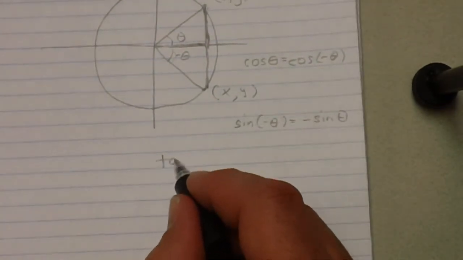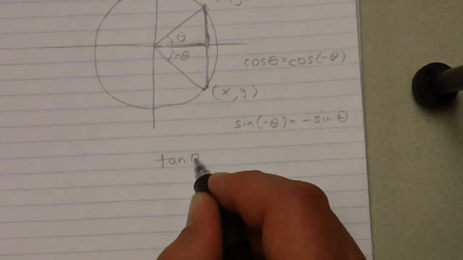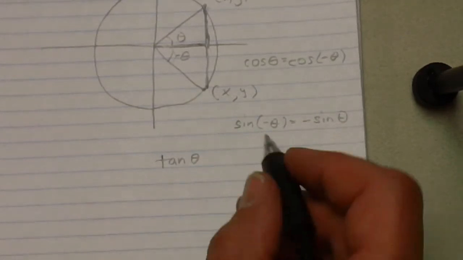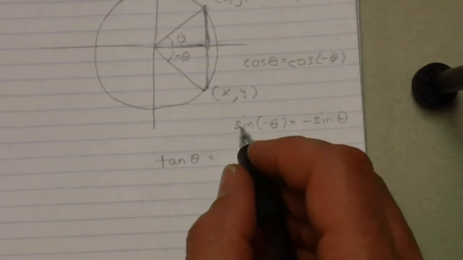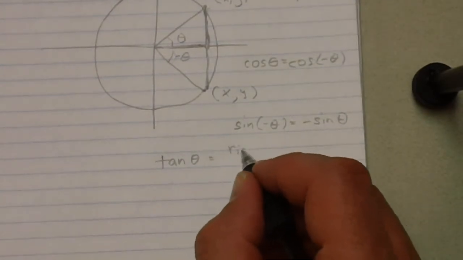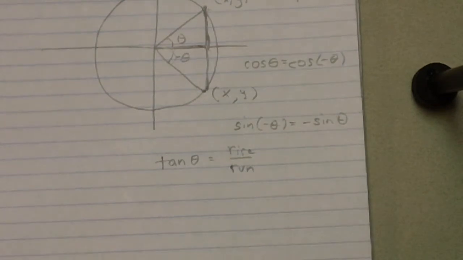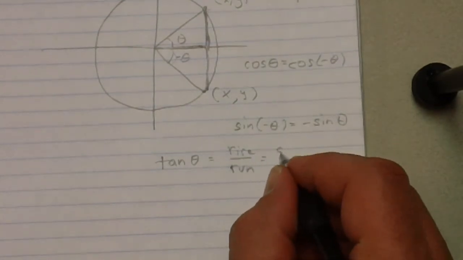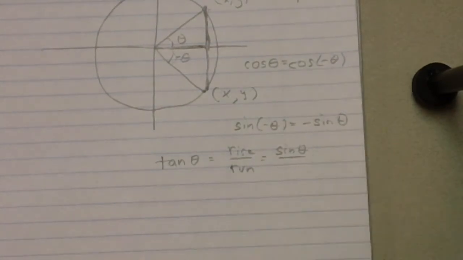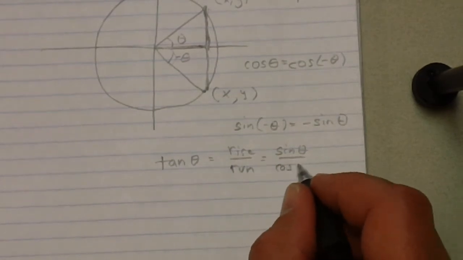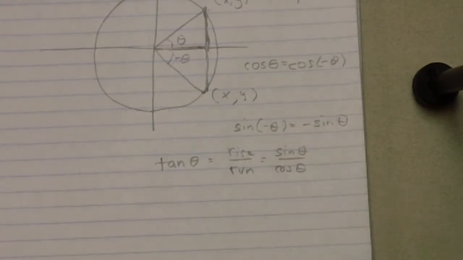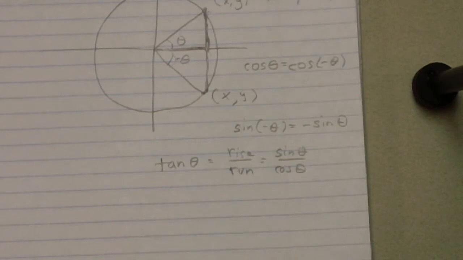Tangent, that's another easy one. So the tangent, we remember, is going to be the slope. Rise over run, and our rise is our y, which is the sine of theta, and our run is the cosine of theta, hence sine over cosine. Many of you have that memorized already.